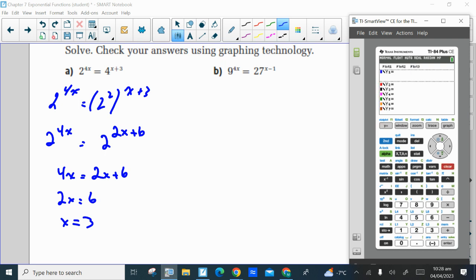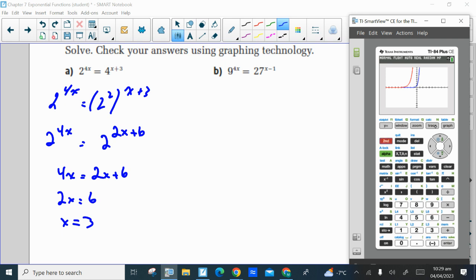To check this on the graphing calculator, in y1 we'll put the left side, 2 to the power 4x. In y2 we'll put the right side, 4 to the power x plus 3. The solution will be the point of intersection of these two graphs, the x value at the point of intersection, which we got an answer of 3. Zoom 6 to set our window to the standard settings.